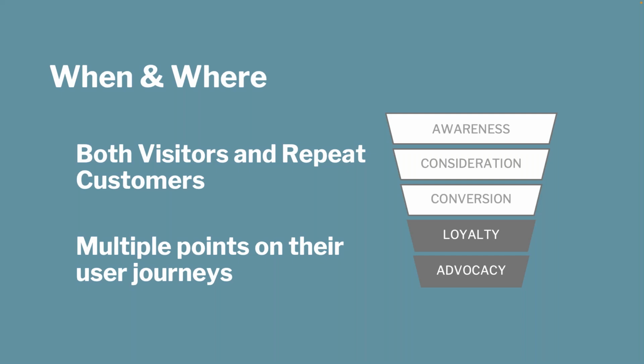And where can we personalize on their journeys? Well, the short answer is at multiple points. So we can target both types of users, at multiple points on their journeys, and it's also important to note that personalization can happen incrementally as well as progressively. We can get more and more personalized as we go through the conversion funnel and marketing funnel that we show there on the right.